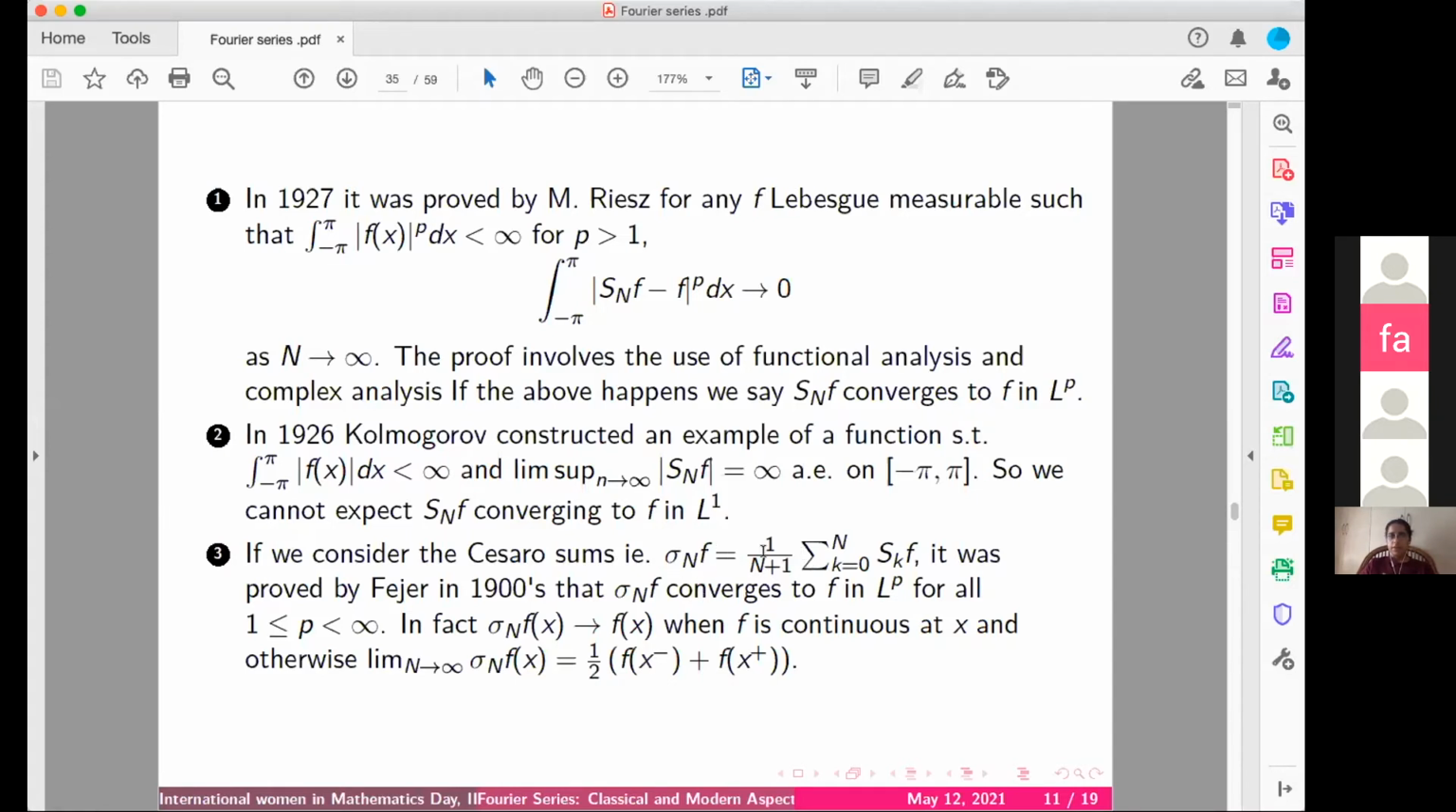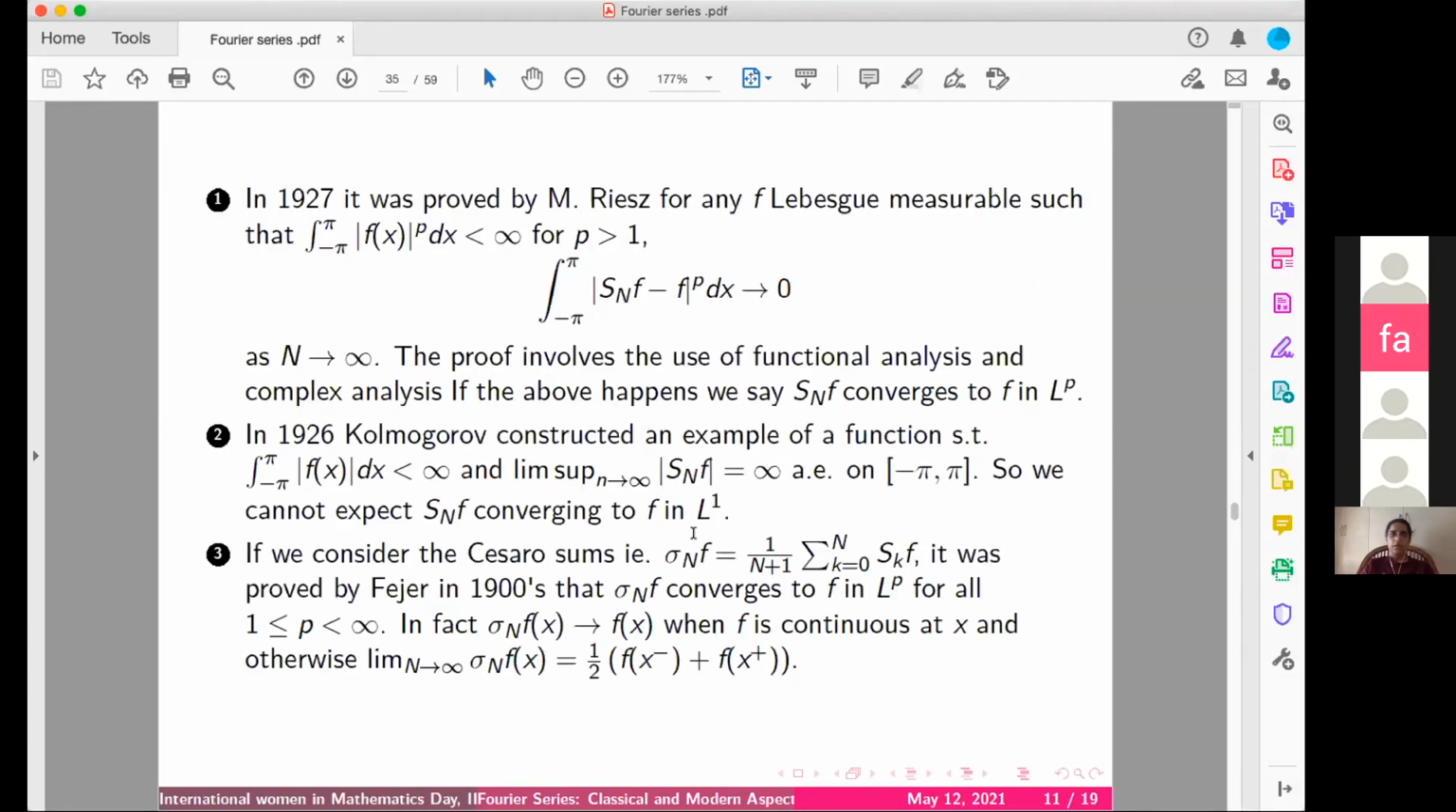And in fact, if you consider the Cesaro sums of these partial sums, they converge to f in all Lp for all p between 1 and infinity, including both. And if f is continuous, sigma n, the Cesaro sum, converges to f uniformly. And if it is just piecewise continuous, sigma n of f(x) converges to f wherever it is continuous, and otherwise it converges to the average of the left and the right limit of f at x. Okay, so these Cesaro sums behave a lot better than the partial sums.